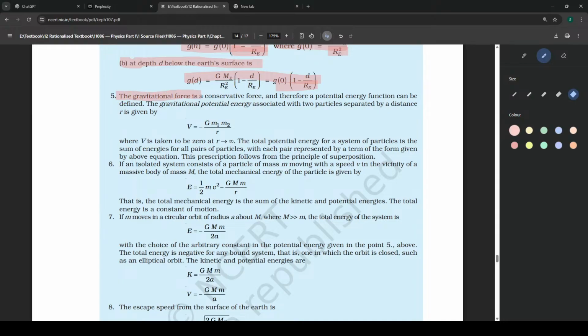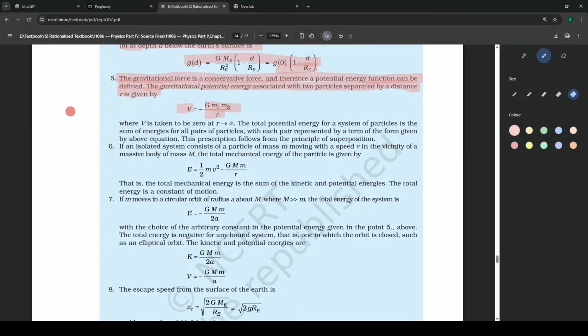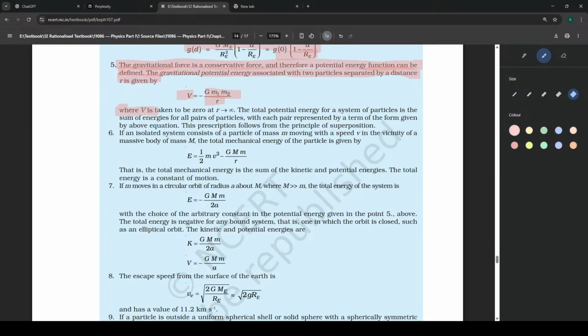The gravitational force is a conservative force and therefore a potential energy function can be defined. The gravitational potential energy associated with two particles separated by a distance r is given by V equals minus G m1 m2 by r, where V is taken to be 0 at r equals infinity. The total potential energy for a system of particles is the sum of energies for all pairs of particles, with each pair represented by a term of the form given by the above equation. This follows from the principle of superposition.